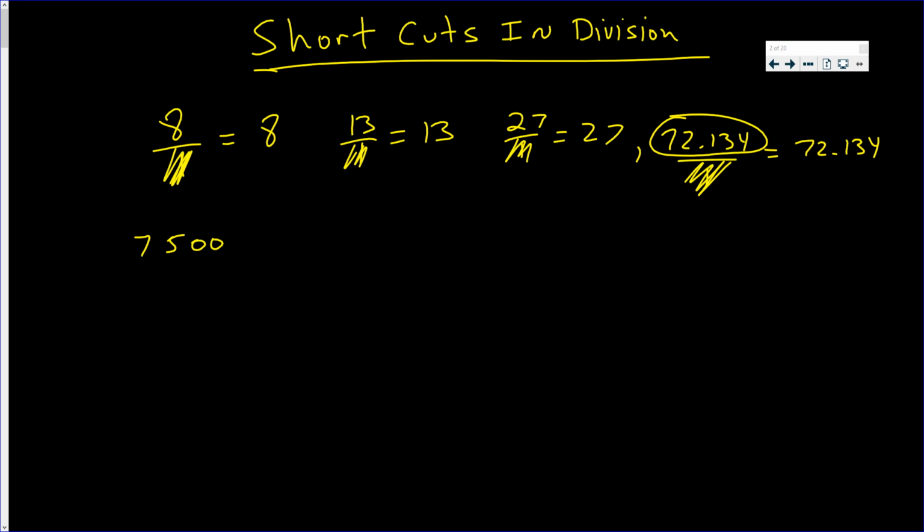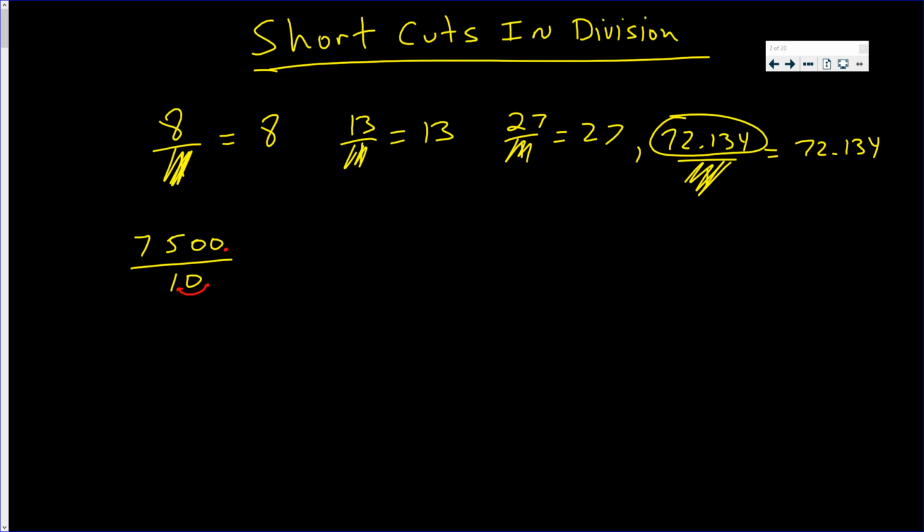7,500 divided by 10. We would love to be dividing by 1 instead of dividing by 10. Well, the decimals are understood to be here. You can move this decimal one place to the left. And before I go on, you can move the decimals any number of places you want, but they have to be the same in the top and the bottom.